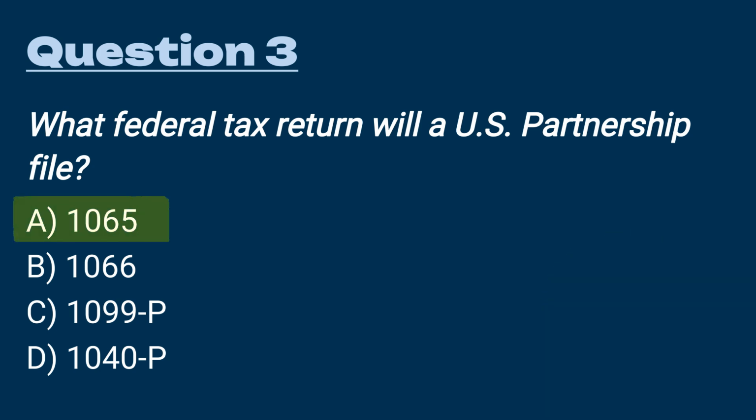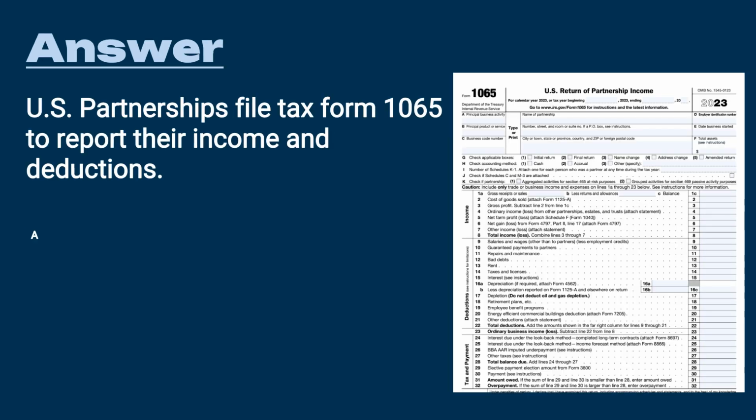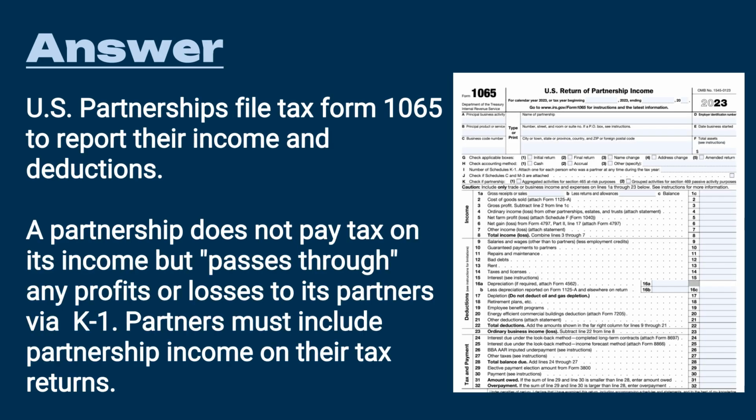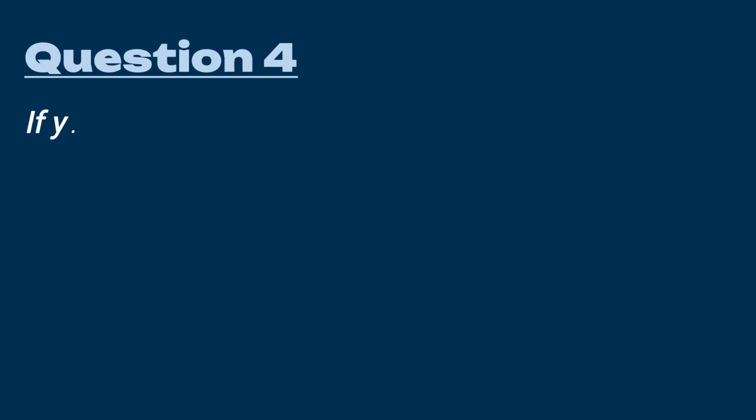The answer is A, 1065. A partnership is a legal entity that has multiple individuals that own that entity. A partnership does not pay tax on its income, but it passes through any profits and losses to its partners via a K-1, which they report on their 1040.